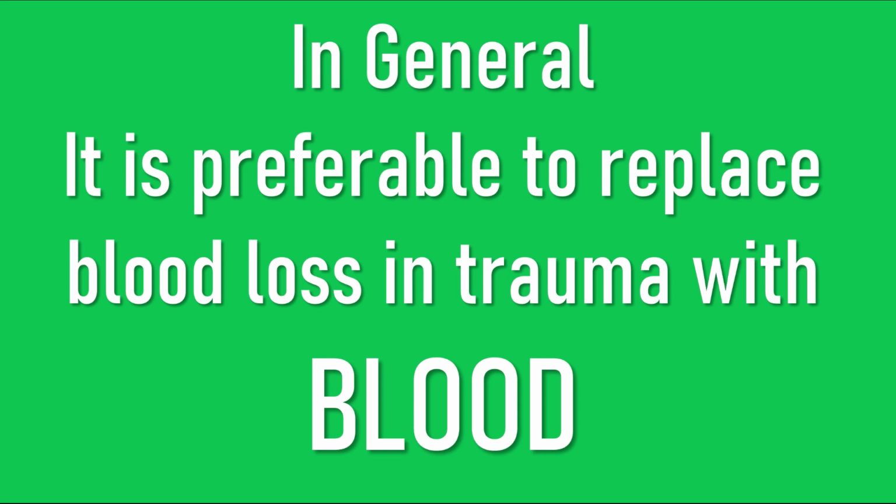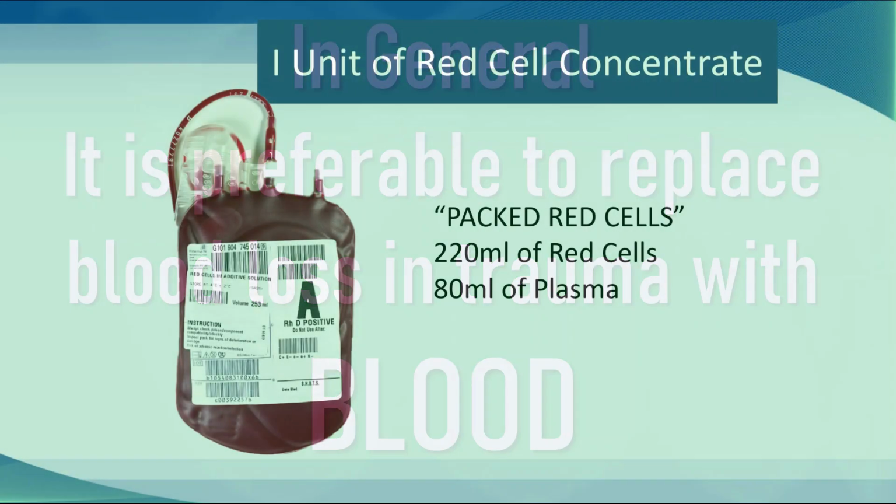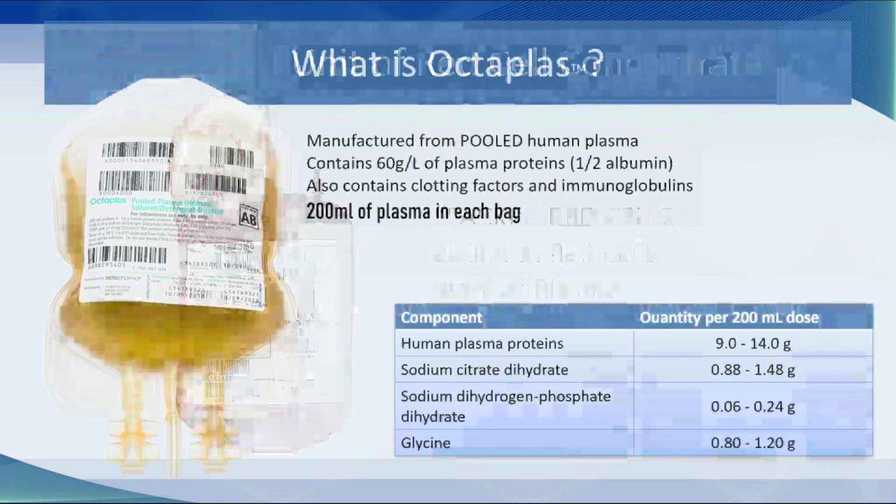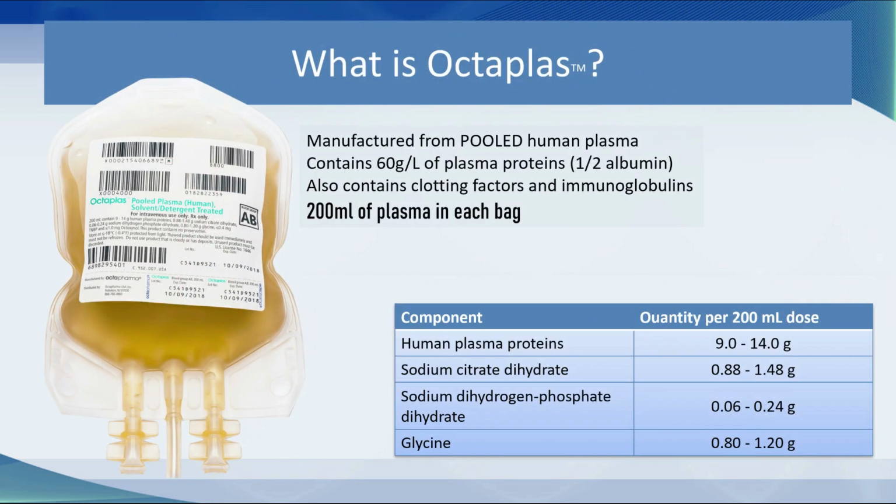I thought I might just show you a few of the blood products that we use, and this is variable throughout the world. This is 1 unit of red cell concentrate, often known as packed red cells. It contains about 220 mils of red cells and about 80 mils of plasma. The other product that's widely used is plasma. Often frozen plasma, sometimes known as fresh frozen plasma.